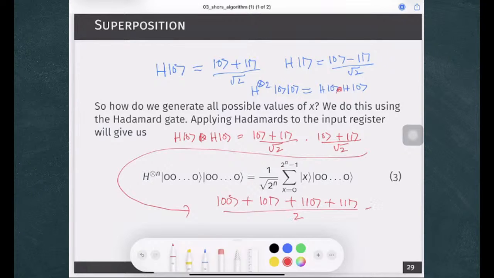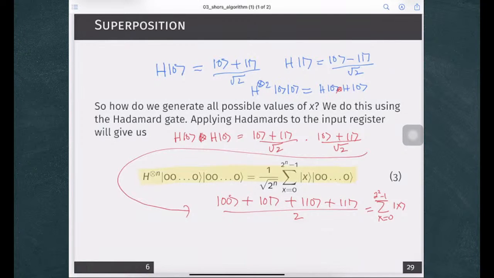So what do you see? What you see is nothing but a superposition: the summation of x equals 0 to 2 to the 2 minus 1, and then x here. What I'm giving you is the superposition for 2 qubits, but for general qubits, this is what you get. So that's the action of the Hadamard.